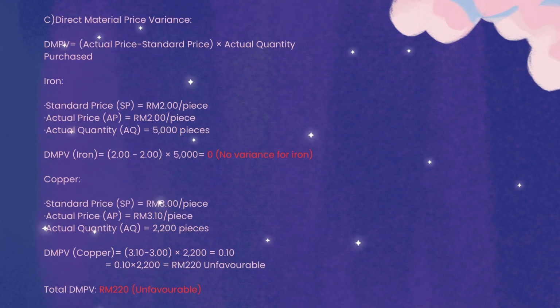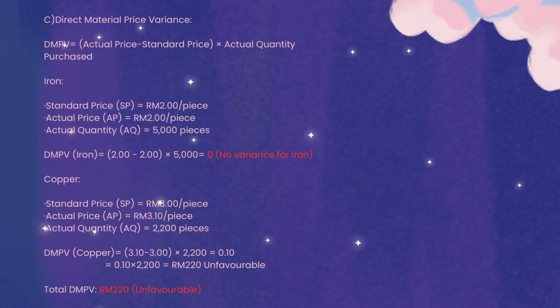For the direct material price variance, we need to calculate the actual price minus the standard price times the actual quantity purchased. So we have two items, iron and copper. We start with iron. The standard price is RM2, the actual price is RM2, and the actual quantity is 5,000 pieces. So the final result is 0 for iron, with no variance for iron.